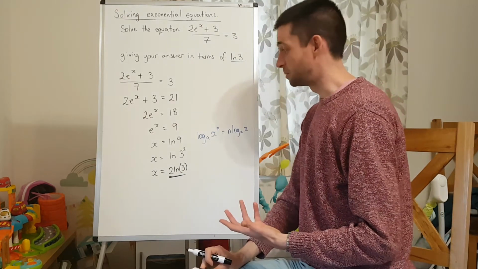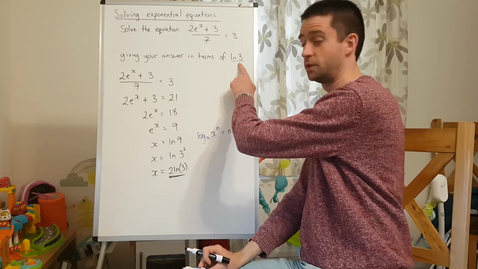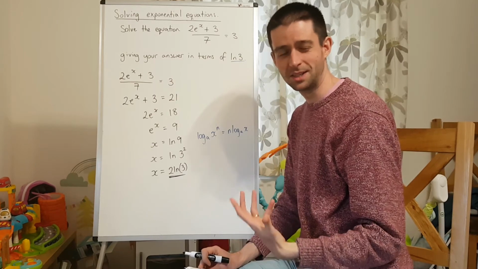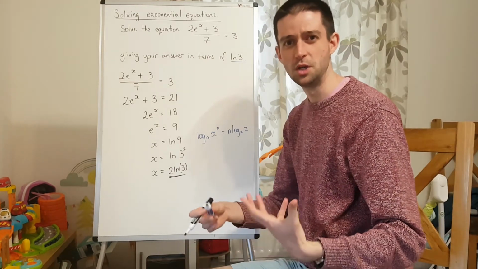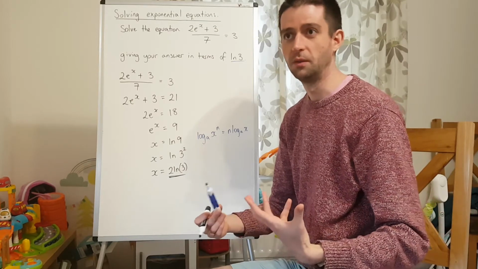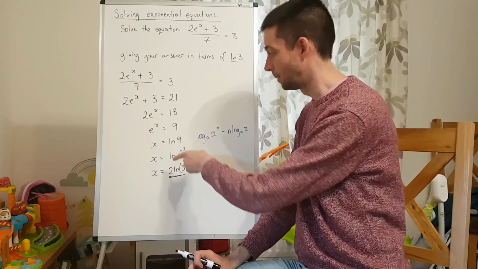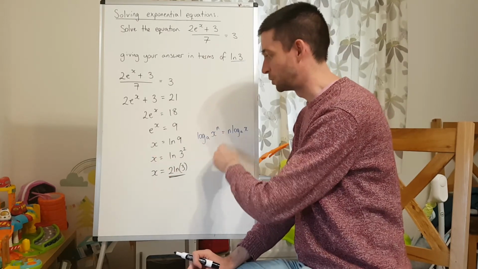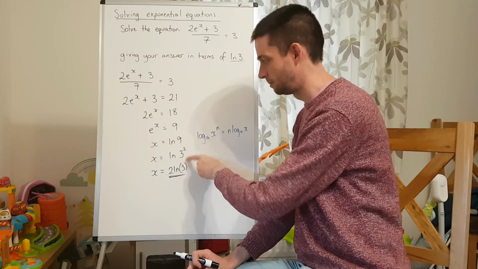So that's what it means when it's asking you to give your answer in terms of a specific ln. If you remember, in the previous lesson I talked about exact values and it being similar to when you use surds. It's a bit like when you're asked to simplify surds, for example giving it in terms of root 2. This is a very similar principle, but it's using this powers rule of logarithms to go from ln 9 to 2 ln 3.